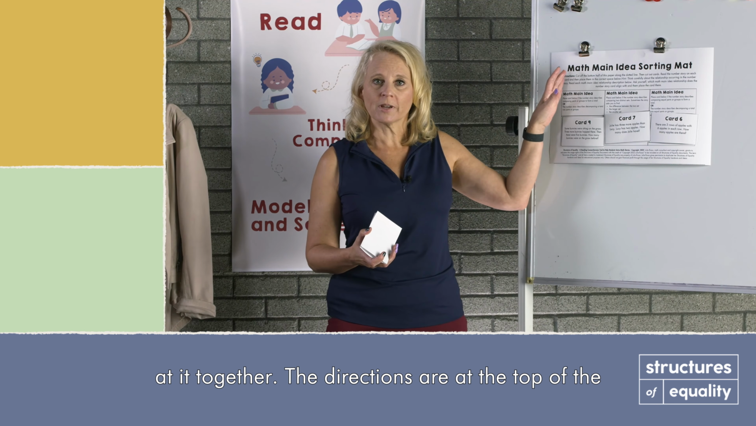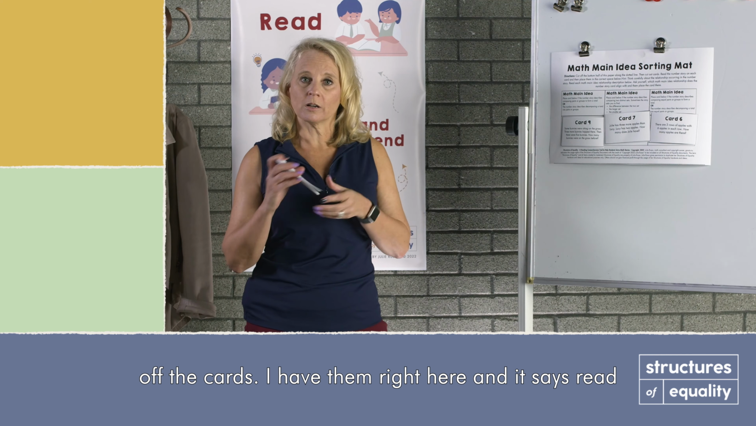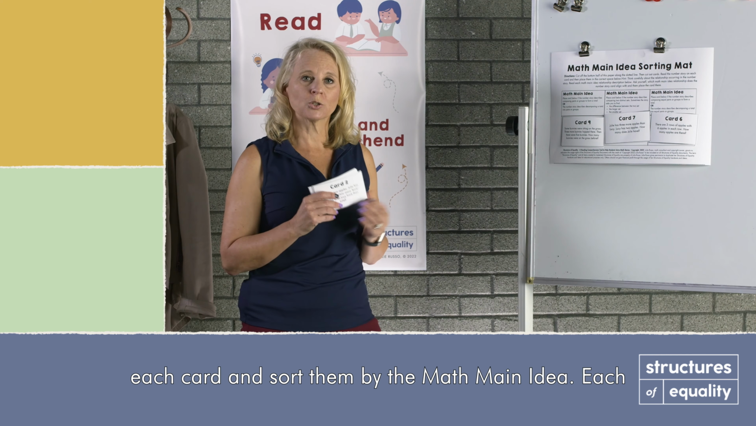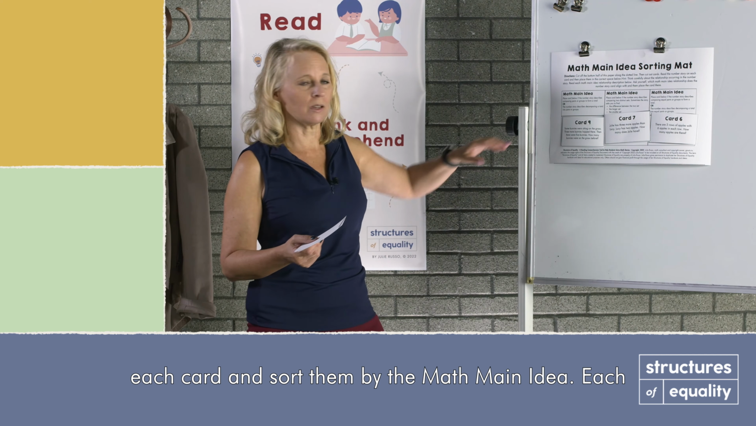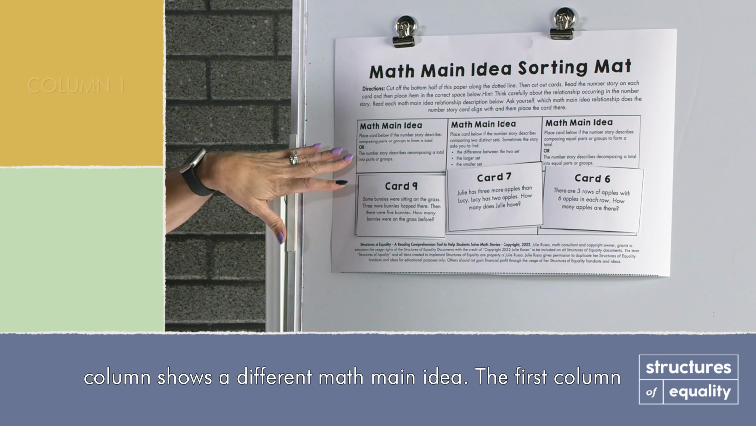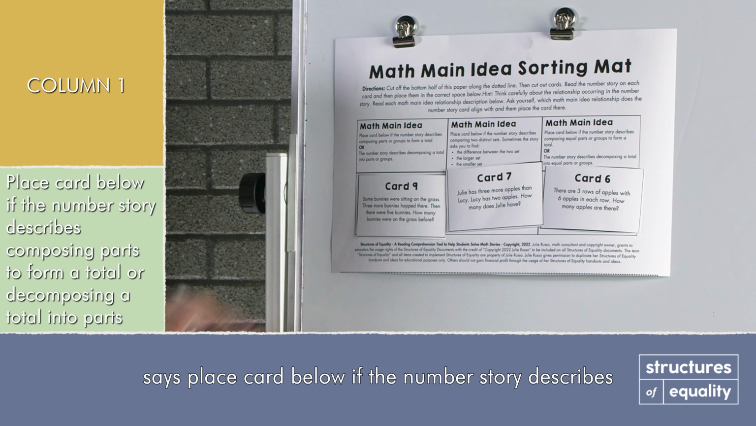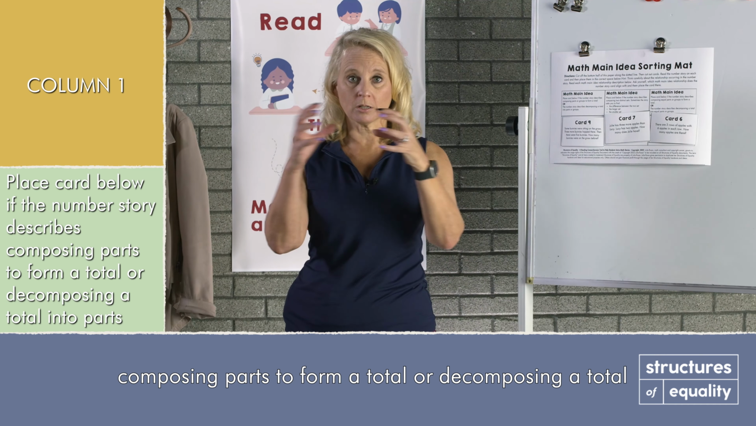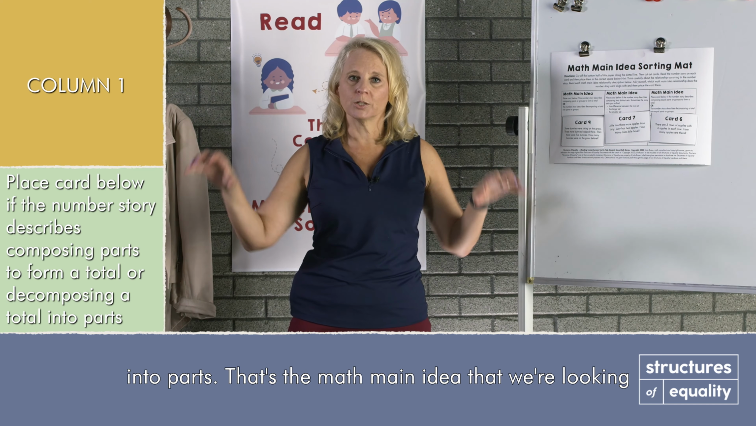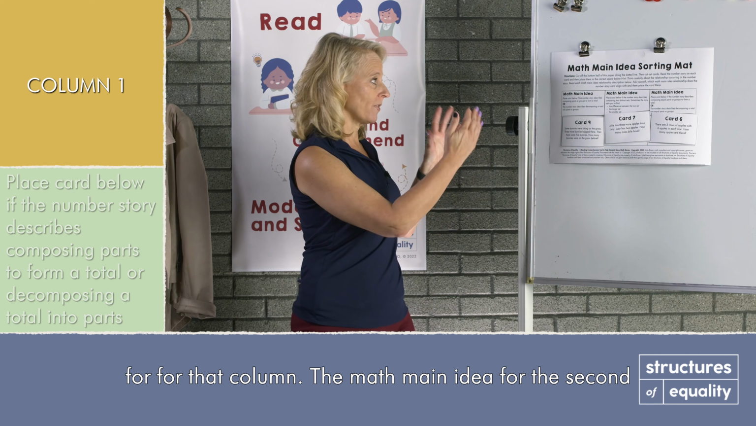The directions are at the top of the page, and you can find this on my website. It says cut off the cards. I have them right here. Then it says read each card and sort them by the math main idea. Each column shows a different math main idea. The first column says place card below if the number story describes composing parts to form a total or decomposing a total into parts. That's the math main idea that we're looking for in that column.